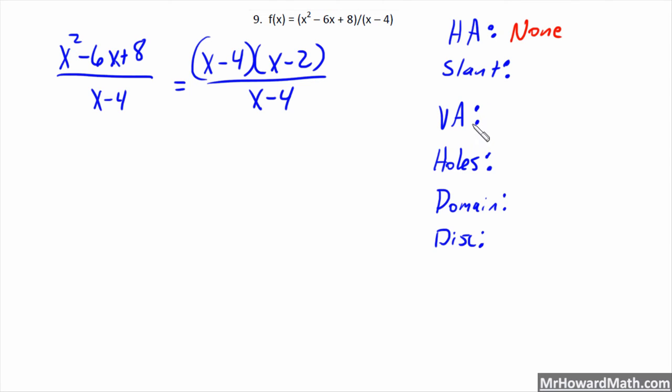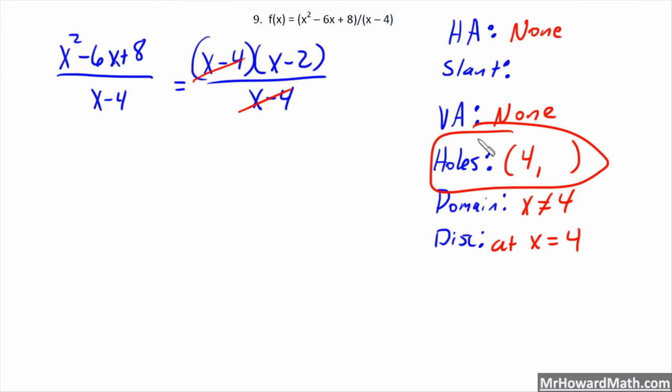And then vertical asymptotes will come from factors in the denominator that do not cancel. We don't have any of those, so none, because the only factor in the denominator will actually cancel here, so that gives us a hole in the graph at 4 comma whatever the y value is. We'll find that in a moment. And the domain is going to be x cannot equal 4 because that's anything that gives us a vertical asymptote or a hole. And then we have a discontinuity at x equals 4 because that's where the hole is.